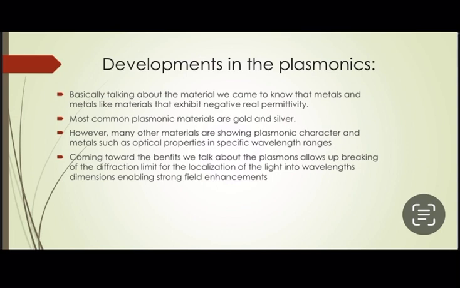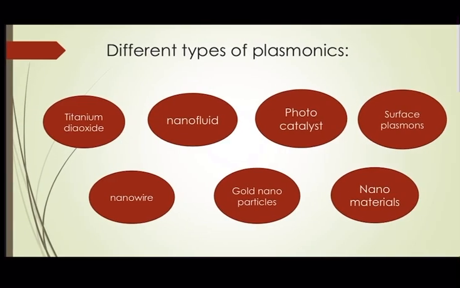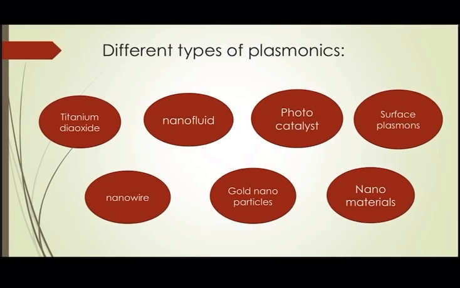Basically, we came to know about the uses of plasmonics also. There are different types of plasmonics. Gold and silver nanoparticles have unique optical, electrical, and thermal properties, and hence are used in applications such as antimicrobial coatings and molecular diagnostics. The types of plasmonics include titanium dioxide, nanofluid, nanowire, nanogold particle, photocatalysts, surface plasmons, and nanomaterials.